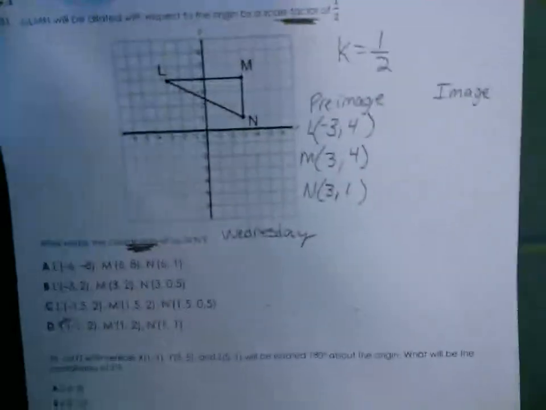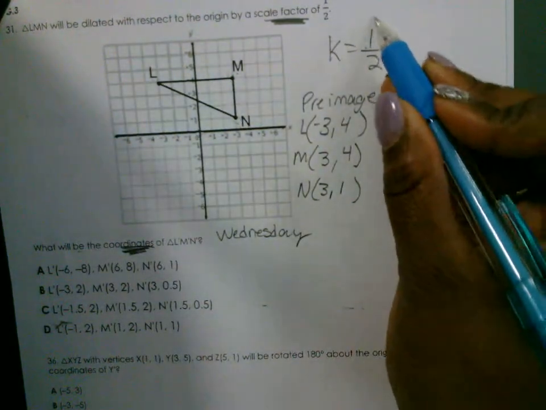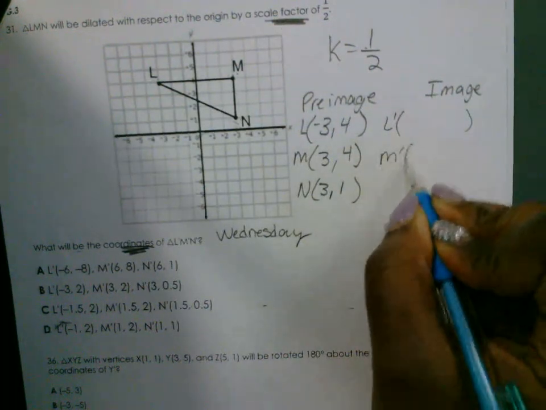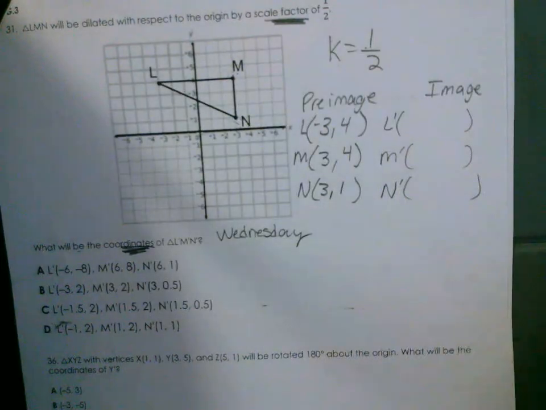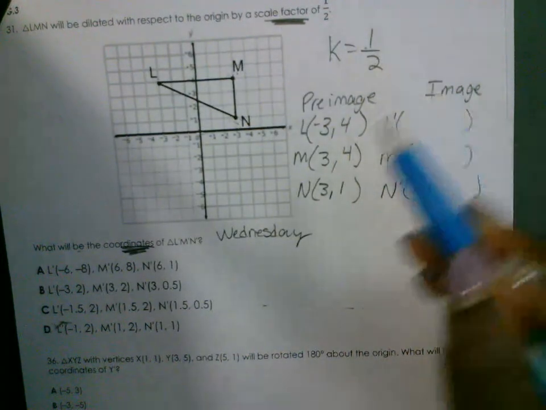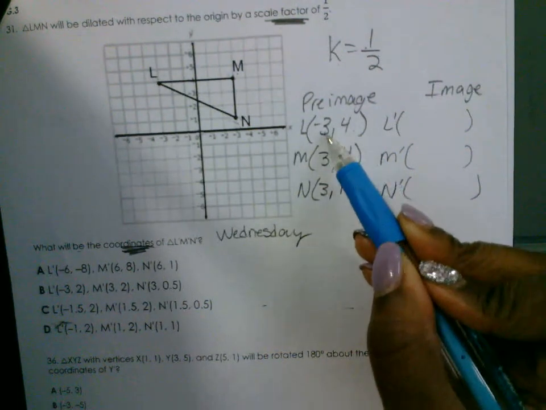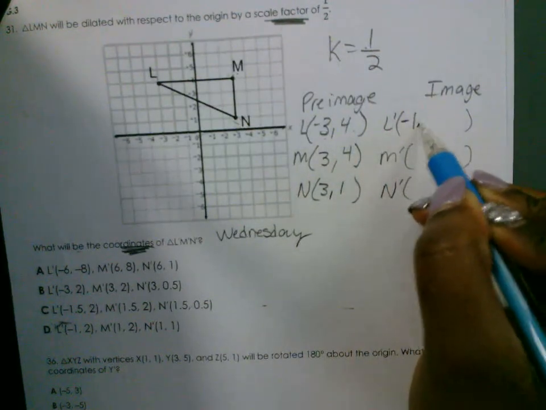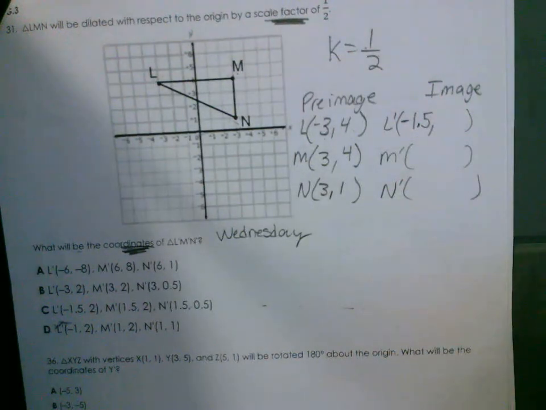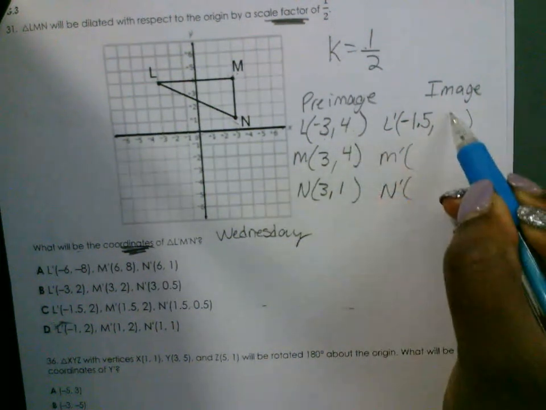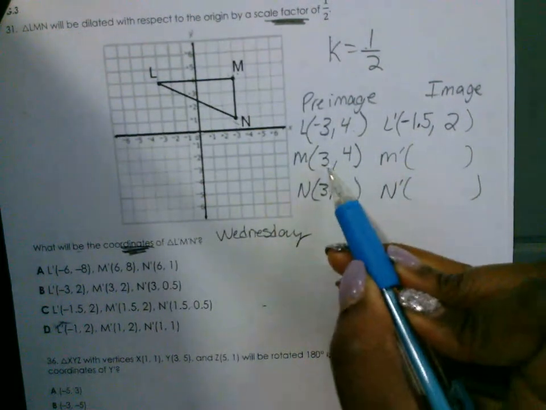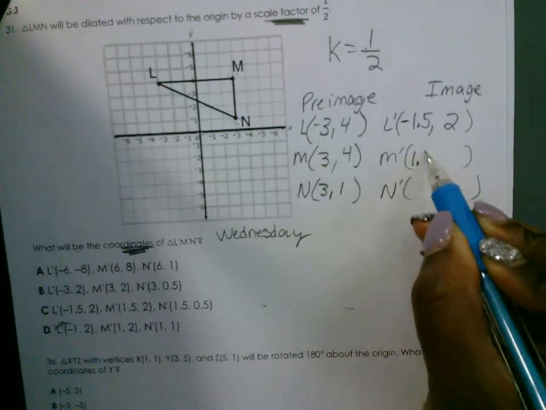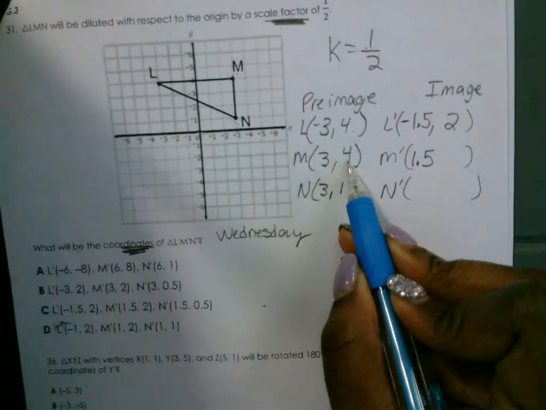Now we want to know what the image is after we dilate it by 1/2. So we got L prime, M prime, N prime. We're going to multiply 1/2 times each X and Y. What's half of negative 3? Negative 1.5. What is half of 4? 2. What is half of positive 3? 1.5. What is half of 4? 2.